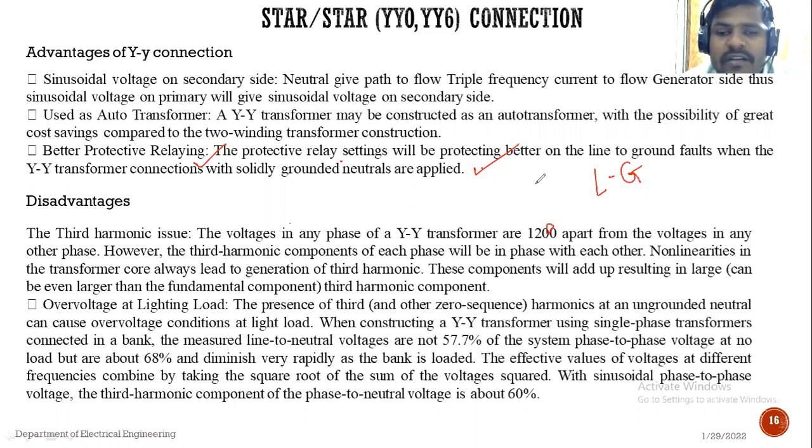And this component will add up, resulting in the large third harmonic component. त्याच्यामुळे थर्ड हार्मोनिक कंपोनेंट इन्क्रीज होतील. So this is one of the disadvantages. Next one is over voltage at light load. Light load, so the presence of third harmonic at an ungrounded neutral can cause over voltage condition.